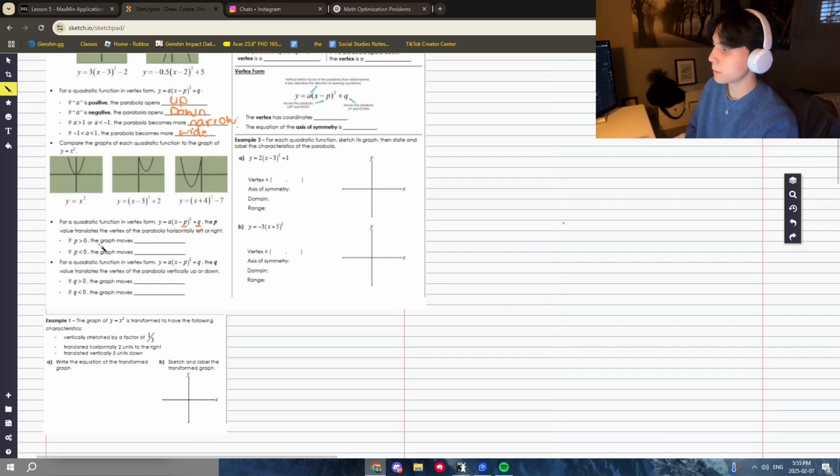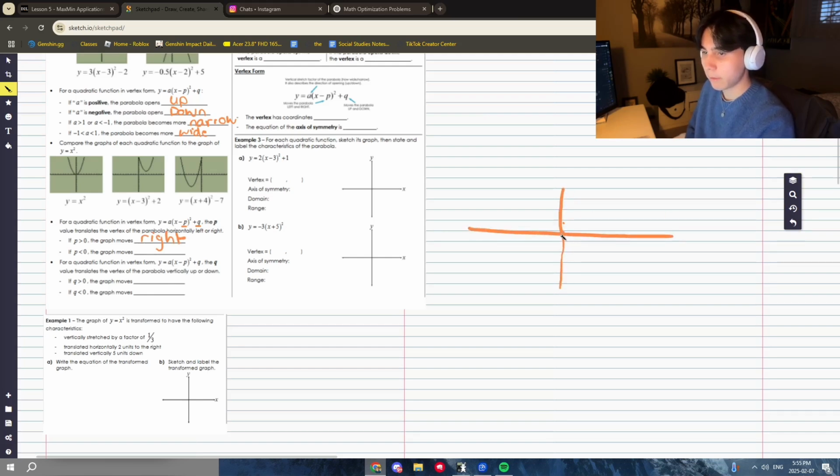So what we can do here is, if it says p is greater than 0, that means p is positive, then the graph will move right. Since if we think about our Cartesian plane here, if it was y equals x squared, our vertex is going to be at 0, 0. And since we're saying our p value is effectively equal to x, if it is positive, it's going to be going to the right. Because if we're going to the left, then we would have negative x values, which is not what we're talking about here.